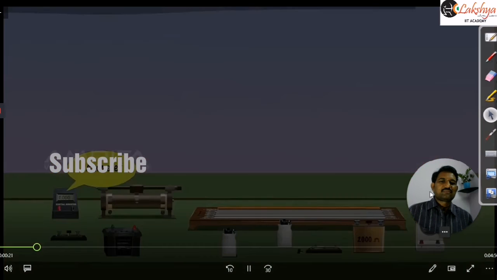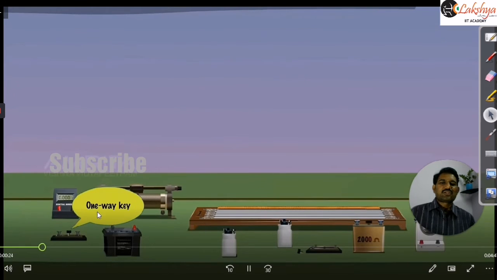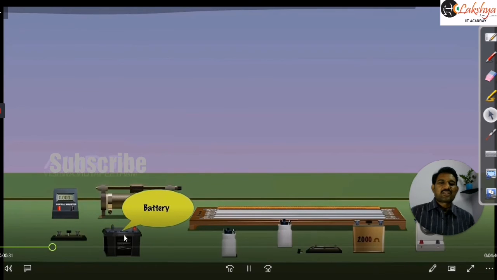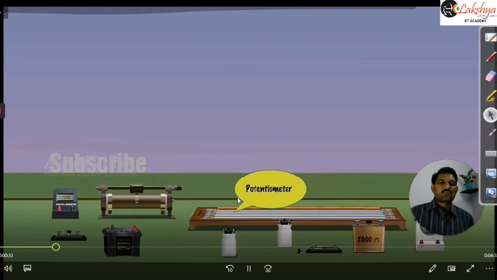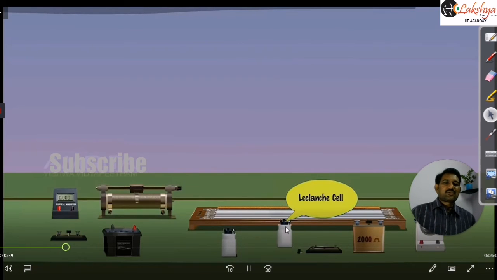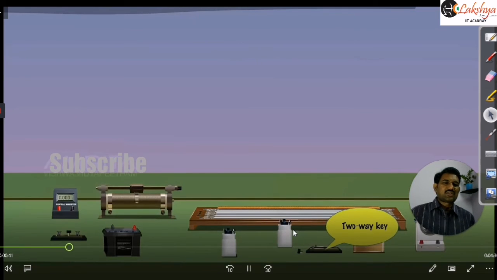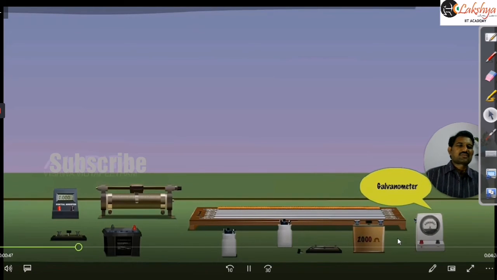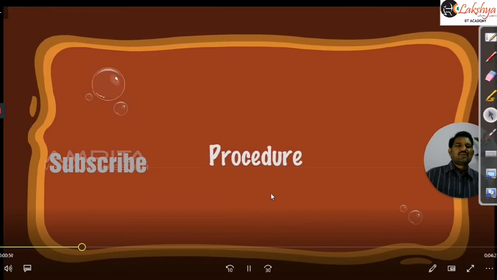An ammeter, a digital ammeter, we are taking here, and this is the one-way key. This is the rheostat which we discussed already, and this is the battery in the primary circuit, and this is the potentiometer with wire and scale connection. This is one cell, a Daniel cell, we are taking here, this is a Leclanché cell, and this is another cell. Just two cells we need to consider. This is a two-way key, a high resistance box, and this is a galvanometer here. So a galvanometer is connected. Let us see the procedure now.